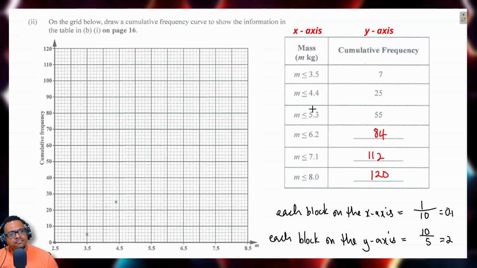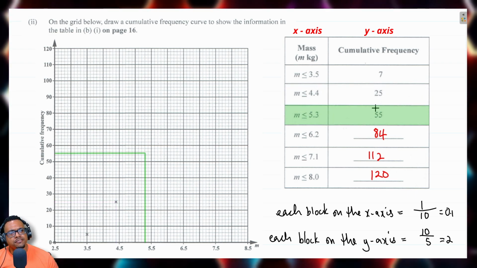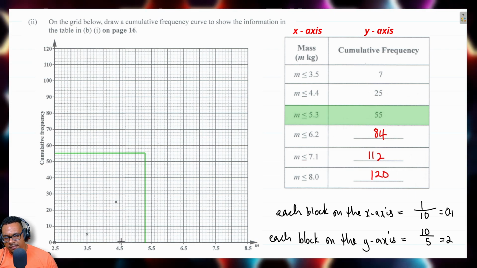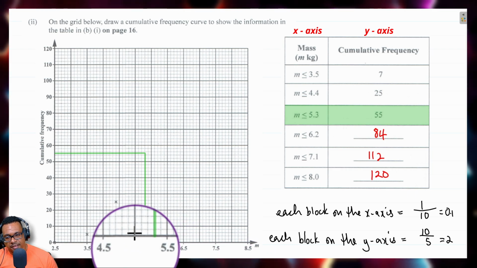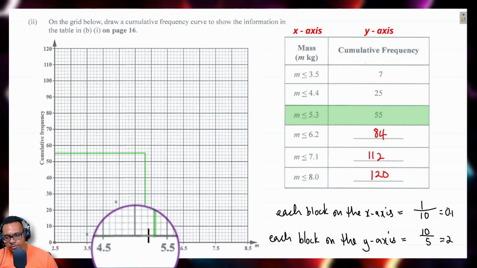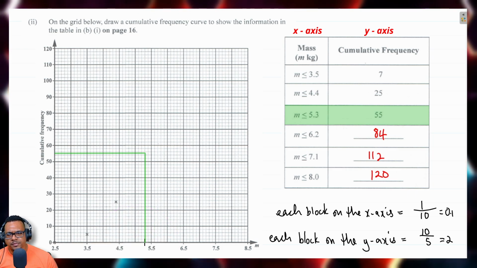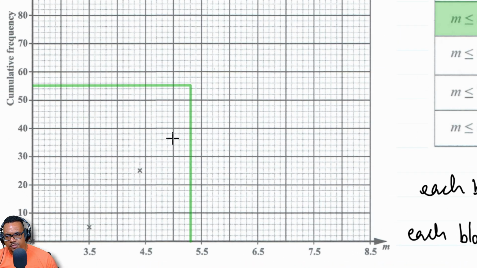So now we have to plot 5.3 on the x-axis with 55 on the y-axis. So if you come down here, 4.5, here will be 5, and here will be 5.5. So from 5, 5.3 will be 5.1, 5.2, 5.3. And we're going all the way up to 55. So let's come back to this solid line here, go all the way up to 55.